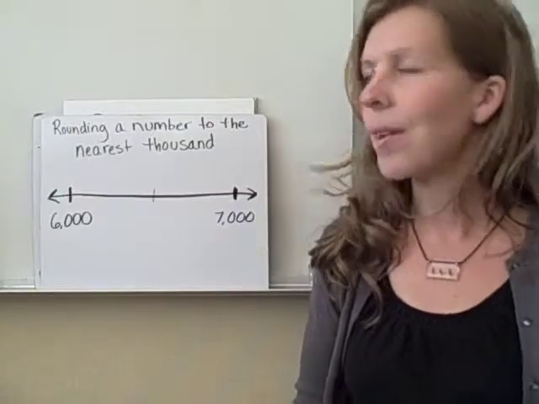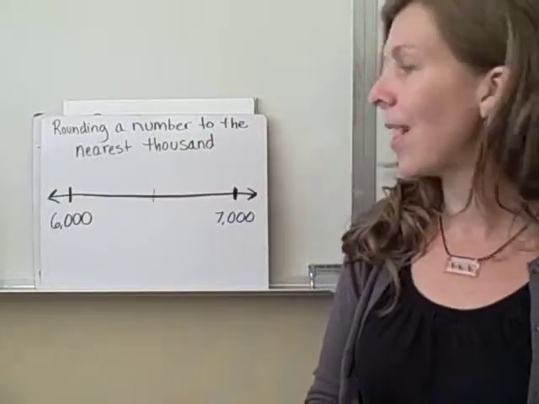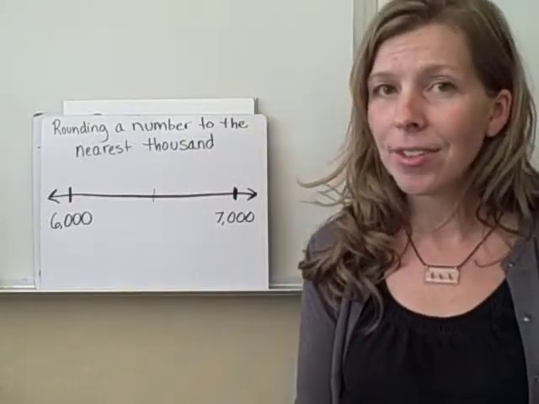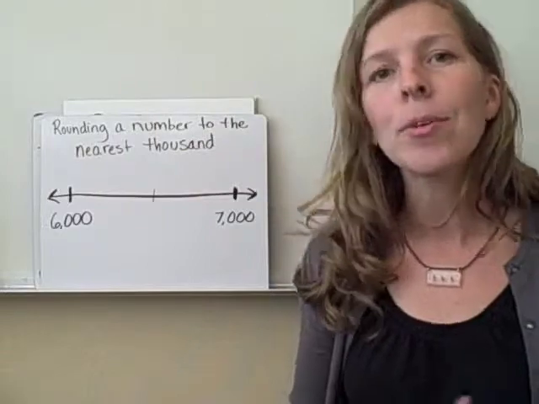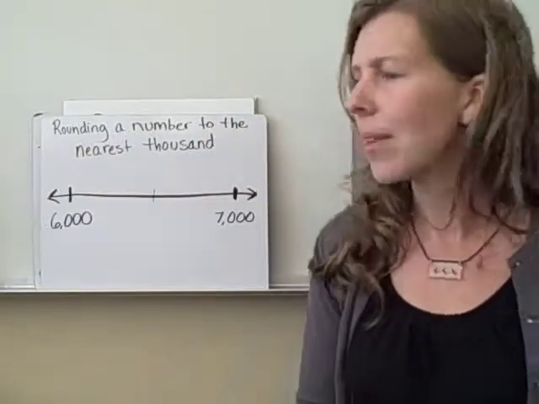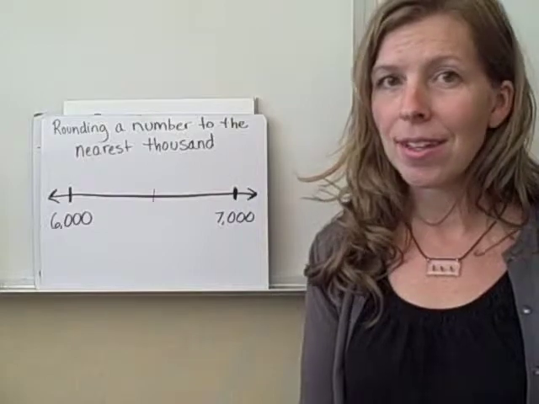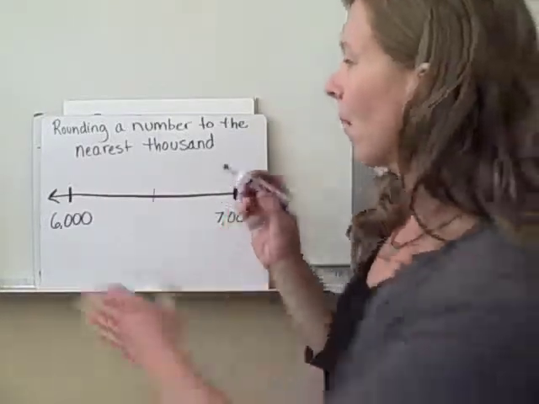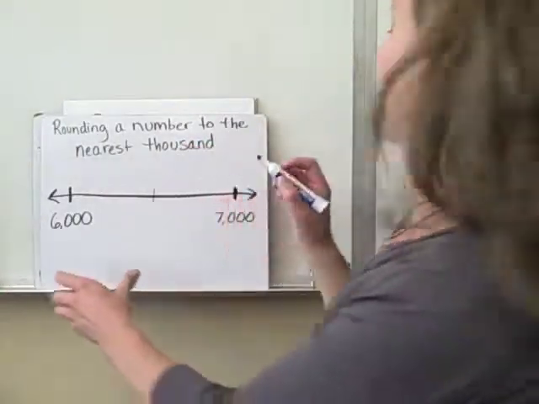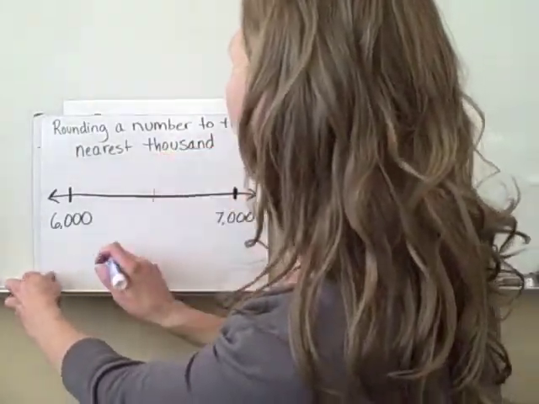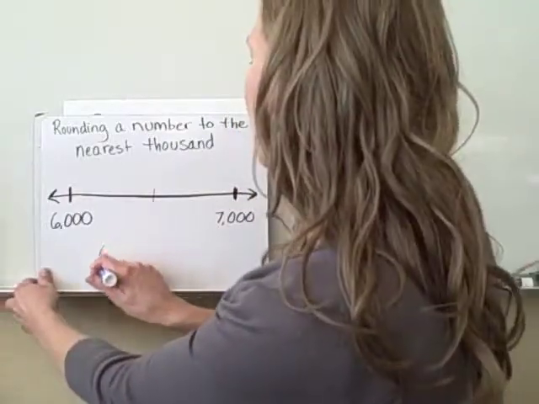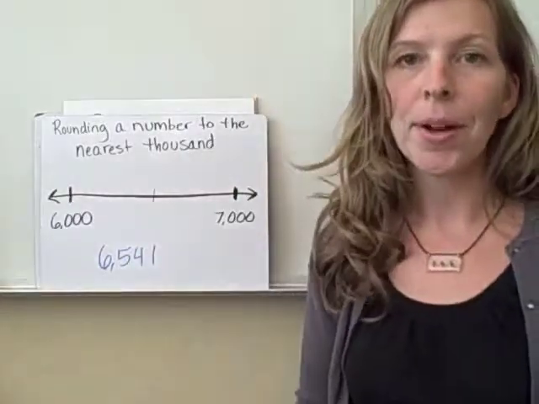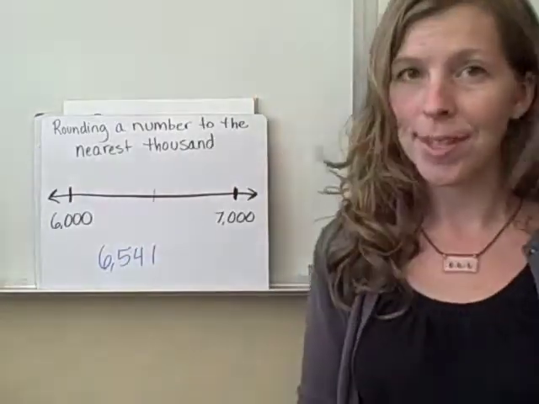So we're going to round a number to the nearest thousand. And what I have here is a number line. I have a number line here just to make this very concrete. We're going to move to the abstract in a minute, but for right now, I want to keep this very concrete with a number line. So if I were to ask you to round this number, I'm going to write it down here where there's a little bit more space: 6,541. Let's say we want to round that number to the nearest thousand.